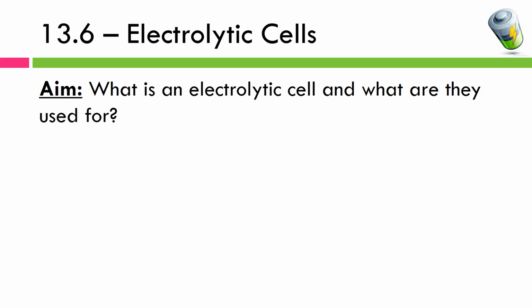Today we're going to talk about what an electrolytic cell is, how they differ from voltaic cells, and exactly what we use them for. Now if you remember, a voltaic cell is really just another term for a battery, and in a battery we're going to use spontaneous chemical reactions to produce electrical energy.